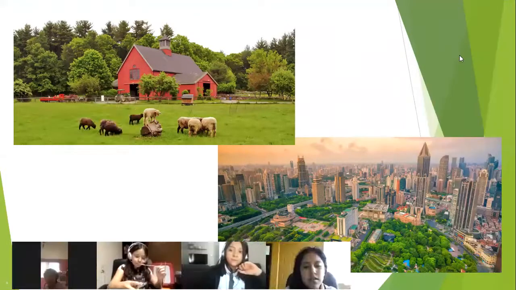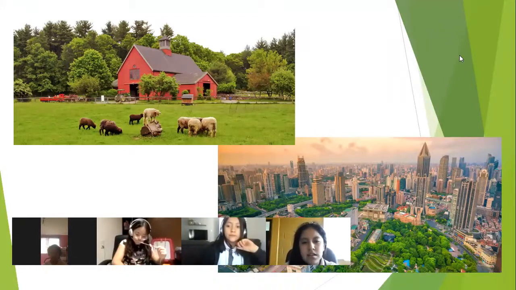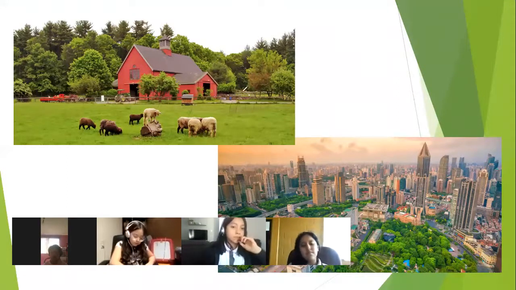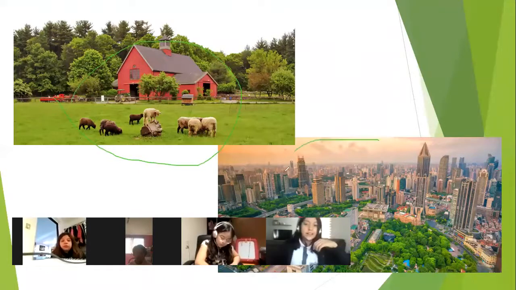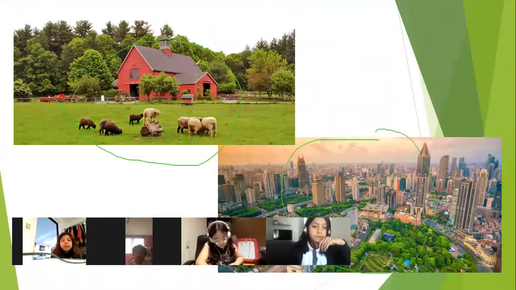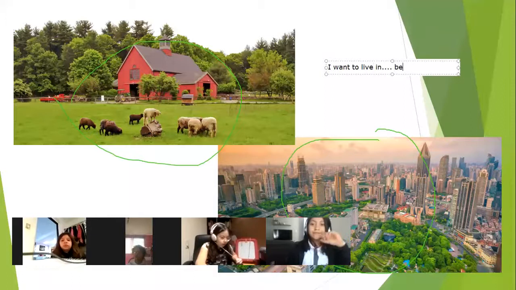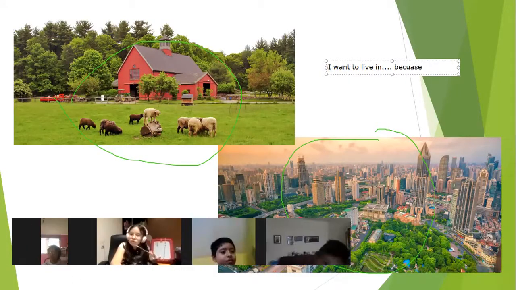Okay, listen. What can you see in the first photo? A farm. And in the second, a city. What do you have to do? In this moment, you have to participate saying this: I want to live in a farm, or I want to live in a city because, and you have to give me your reasons, okay?